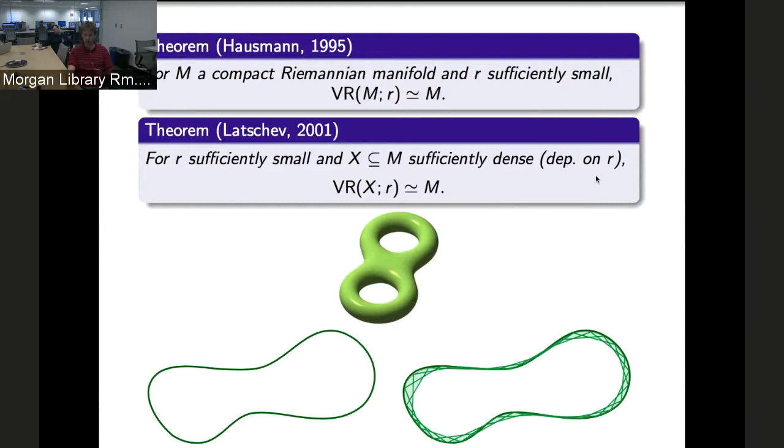depending on the scale parameter R, then the Rips complex of this finite sample, again, gives you the homotopy type of the manifold. So it's a little bit of a manifold reconstruction. From this finite sample X, we're able to perform an operation, build this Rips complex, and recover the homotopy type of the manifold back.